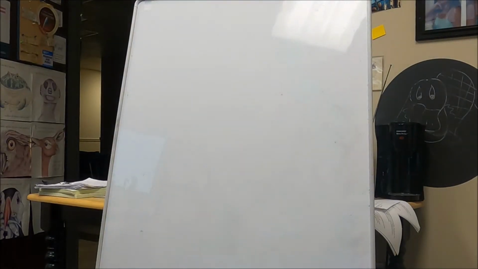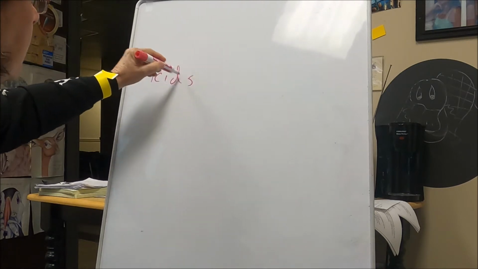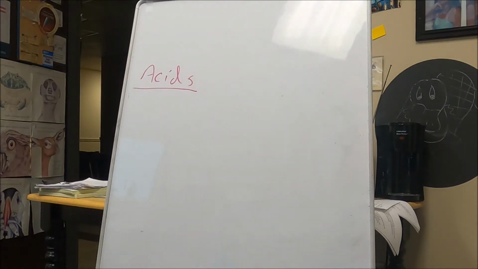All right, guys. For some reason, my little section on naming acids didn't make it into the Chapter 4 lecture. So here's going to be a little lesson in naming acids. Now, let's talk about what acids are. Acids are covalent compounds that, when dissolved in water, react with water to produce hydronium ion.